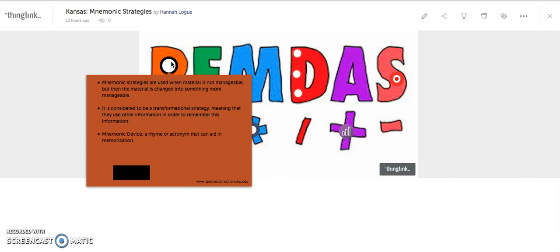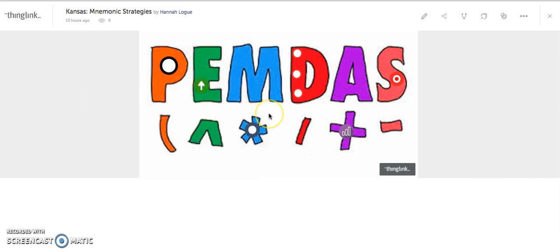A mnemonic device is a rhyme or acronym that can aid in memorization for students. The most commonly used one is PEMDAS, which is the background for this screen, and which stands for parentheses, exponents, multiplication, division, addition, and subtraction. But most students today in the elementary classroom will recognize this as "Please excuse my dear Aunt Sally."